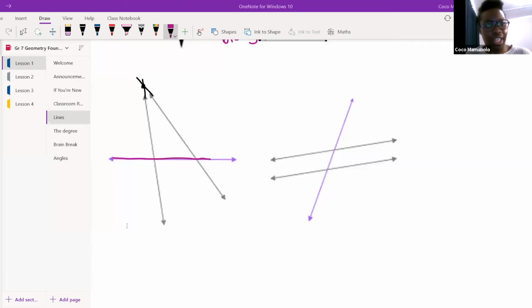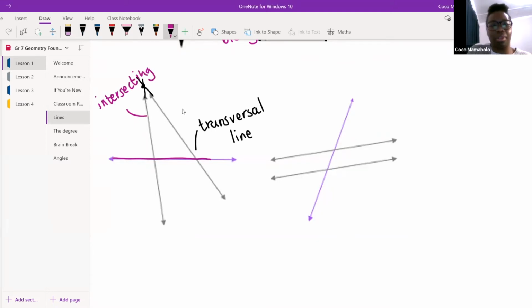It goes through 2. And when it intersects 2 lines like this, we call it a transversal line. This line is called a transversal line. If you've never said these words before, maybe try saying them now because some of them are really hard. And it's the first time some of you guys are seeing them. Transversal line. Now these 2 lines that cross over here are called intersecting lines. I know you guys will remember that. Intersecting lines because they meet at a point there.